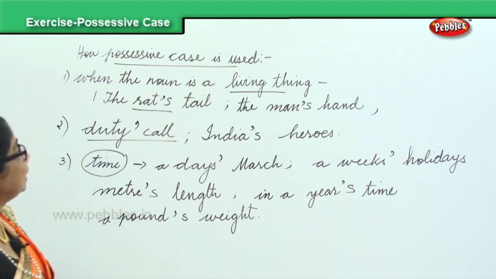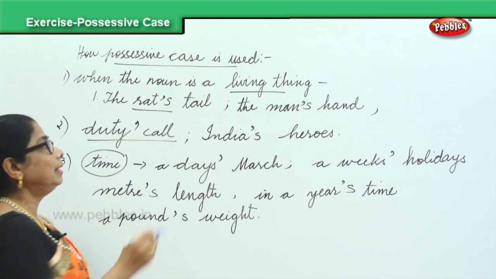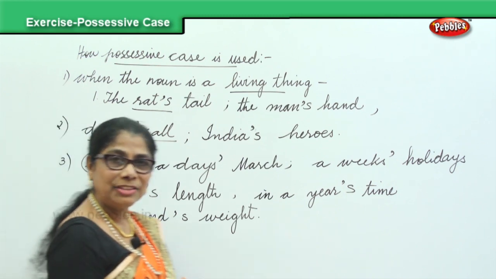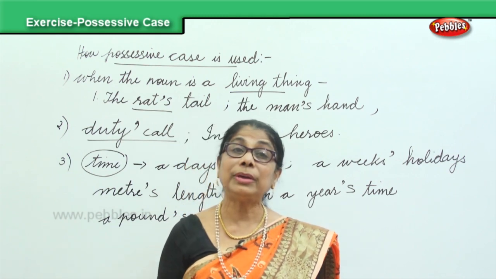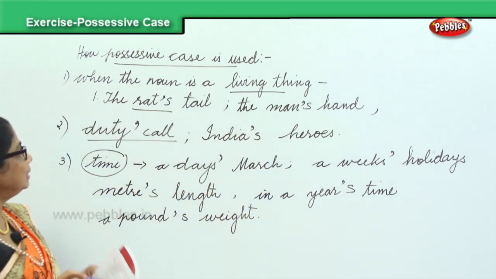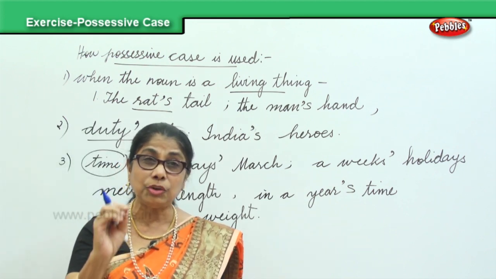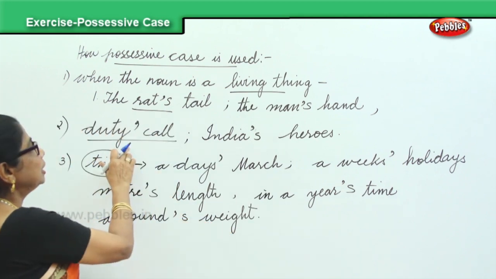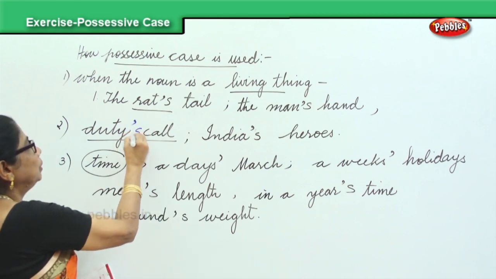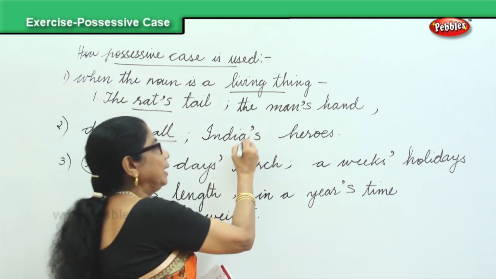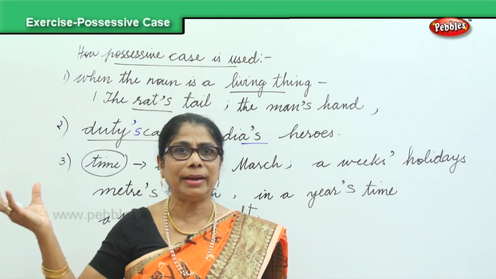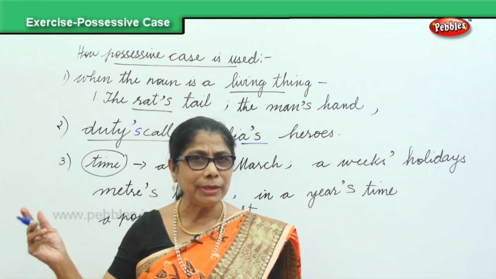Now, in the first case, if the noun is a living thing, then you write the apostrophe after the noun. The rat's tail, the man's hand, the baby's ear, or you can say mummy's nose. In the second case, when you're talking about personified things, when you're talking about duty, work you do, then you say duty's call. You put the apostrophe and then you put the S. Then you say India's heroes or England's children. In the personified form, we talk about duty, India, all that.